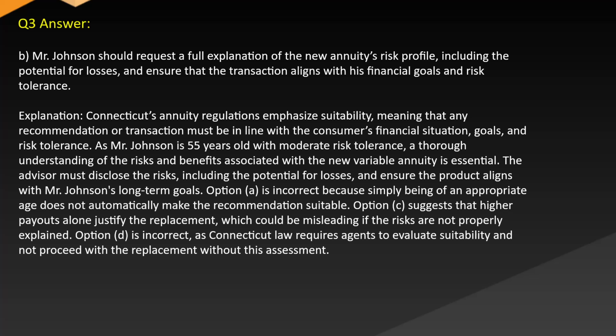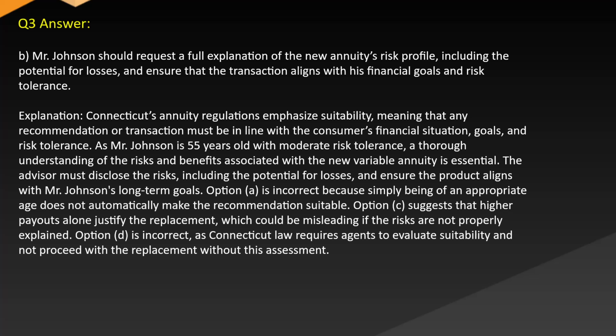Answer: B. Mr. Johnson should request a full explanation of the new annuity's risk profile, including the potential for losses, and ensure that the transaction aligns with his financial goals and risk tolerance. Explanation: Connecticut's annuity regulations emphasize suitability, meaning that any recommendation or transaction must be in line with the consumer's financial situation, goals, and risk tolerance. As Mr. Johnson is 55 years old with moderate risk tolerance, a thorough understanding of the risks and benefits associated with the new variable annuity is essential.